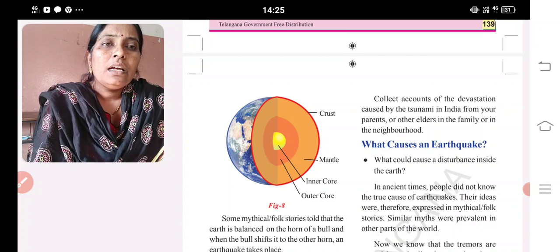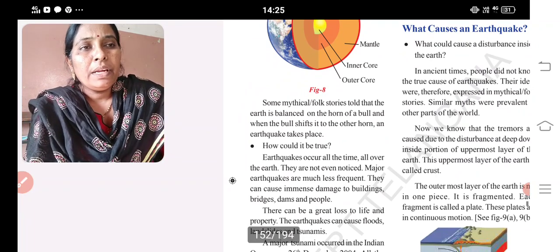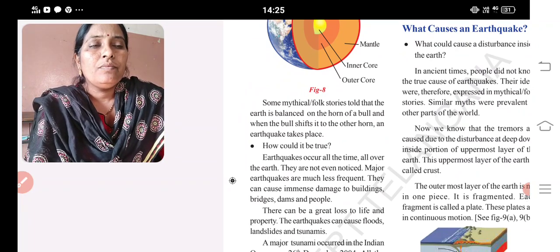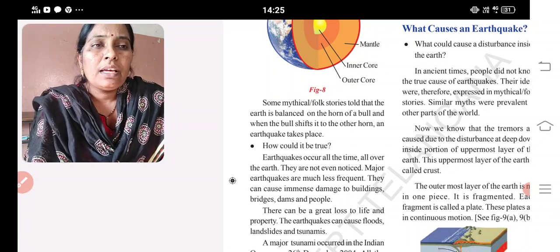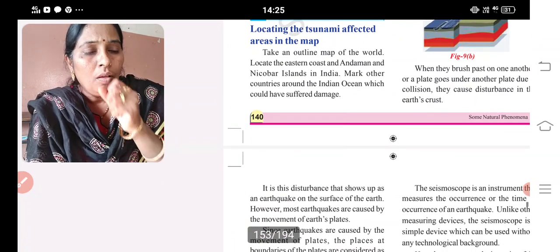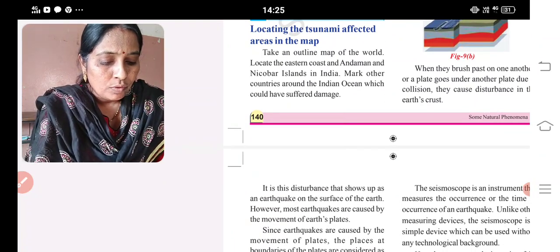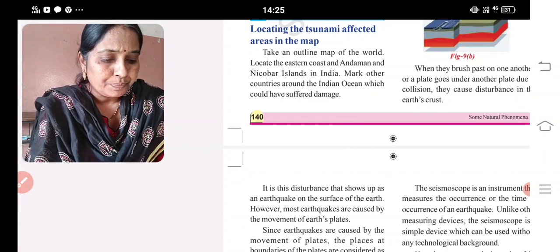It has an inner core and an outer core. So these layers are made up of plates, and while the plates are moving, if they come across another plate, there is a little disturbance in the earth, and that disturbance is called an earthquake. During an earthquake we may get tsunamis also. It happened in 2004 and 2001 also.